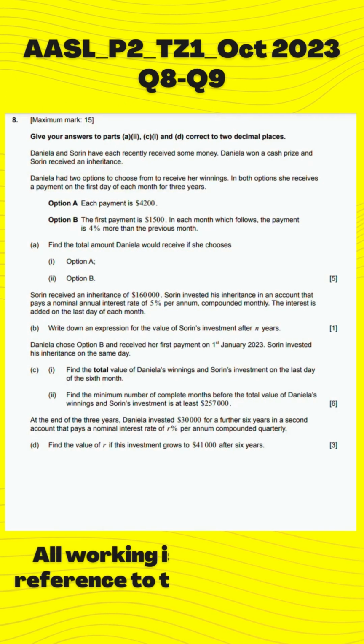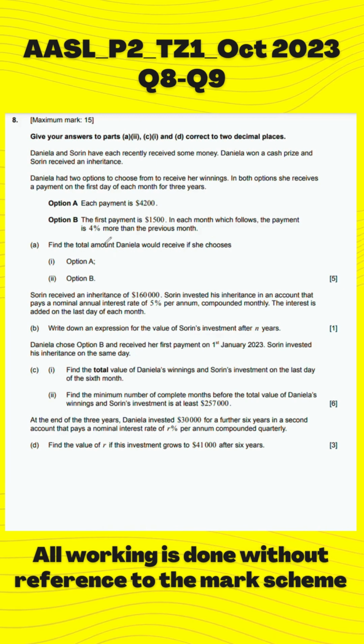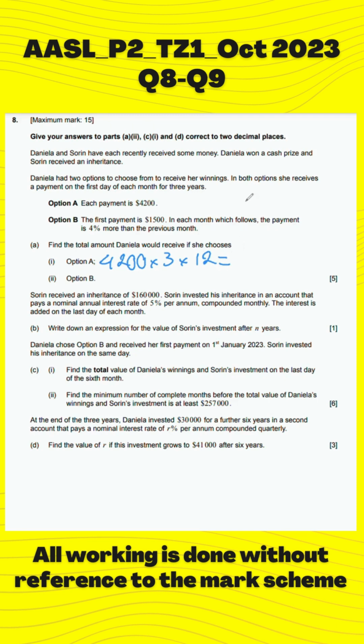IB Maths is easy. Find the total amount received after 3 years with option A. So it will be 4,200 multiplied by 3 multiplied by 12. This will be $151,200.